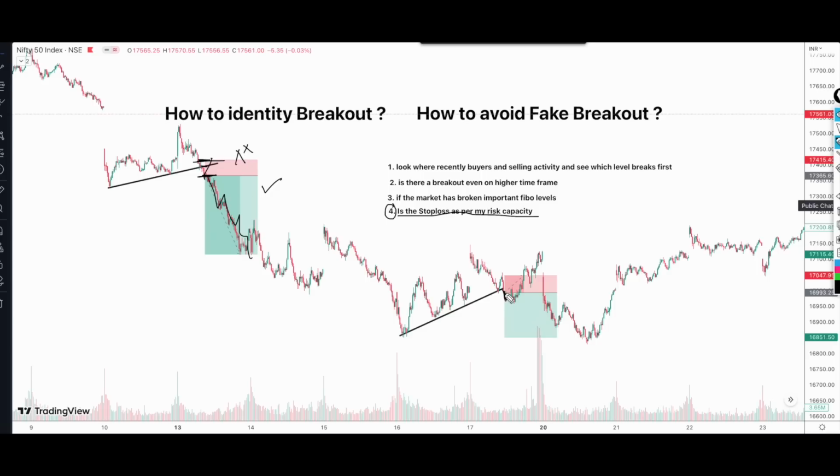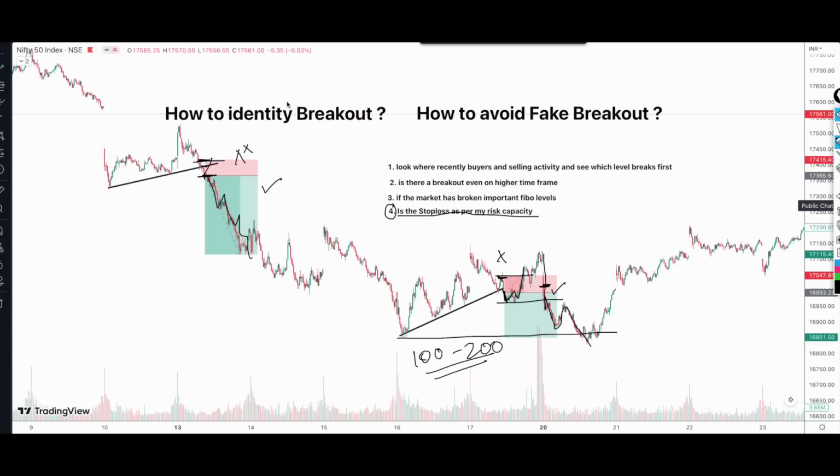Let's say I enter the trade here at this breakout because I felt this was a reasonable stop loss. If the market breaks this level, I will quickly exit the trade and wait for the next opportunity. Next time when the market breaks this level, I will again enter the trade with a reasonable stop loss. At that time, if the market moves in my direction, there's definitely a chance of making 100 to 200 points gain in just one trade.